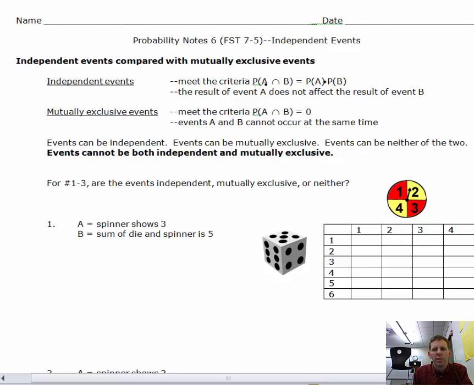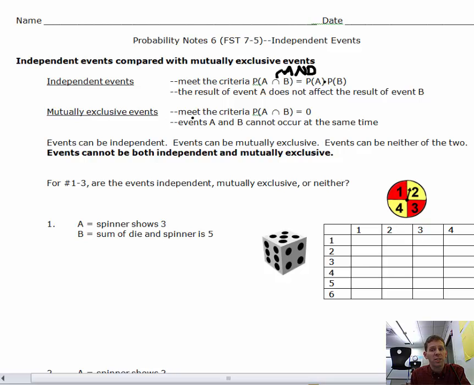Independent events meet the criteria: the probability of A and B equals the probability of A times the probability of B. In real life, this means the result of event A does not affect the result of event B. That's what makes them independent.